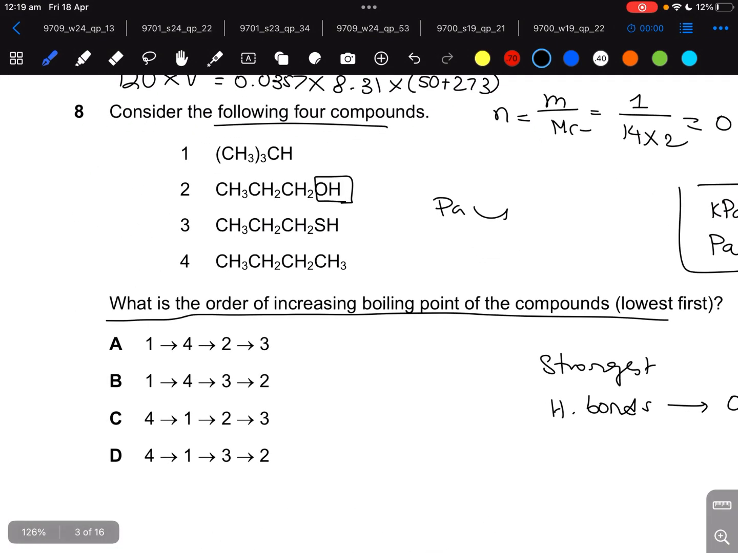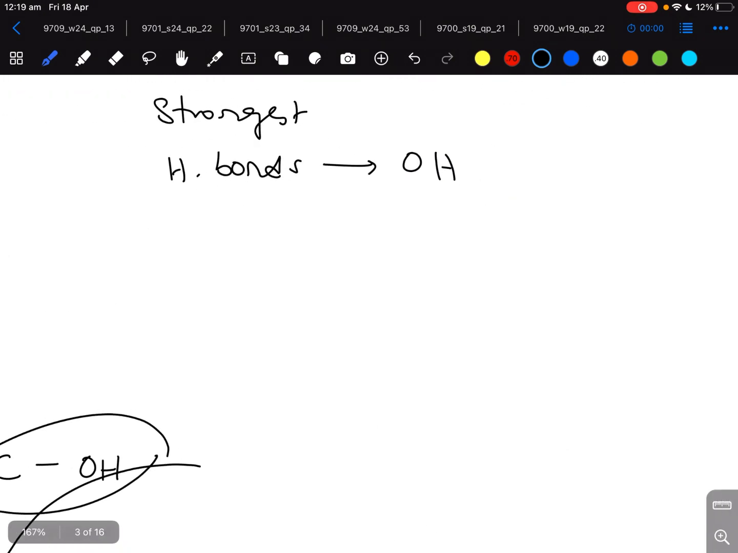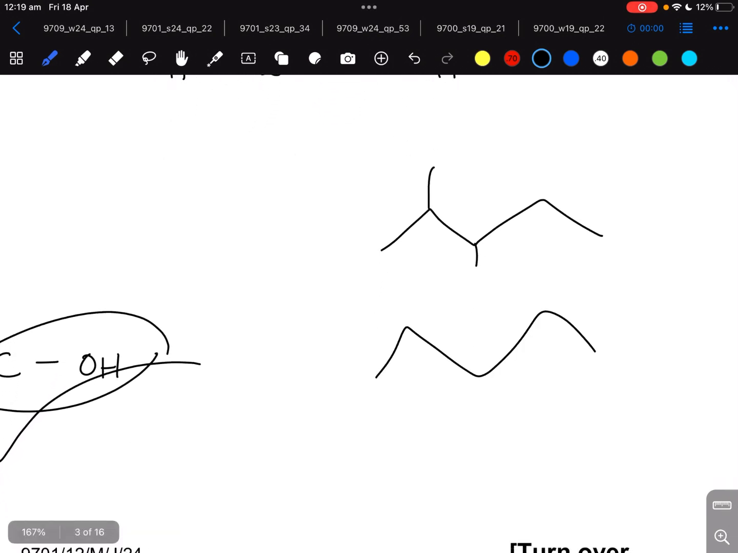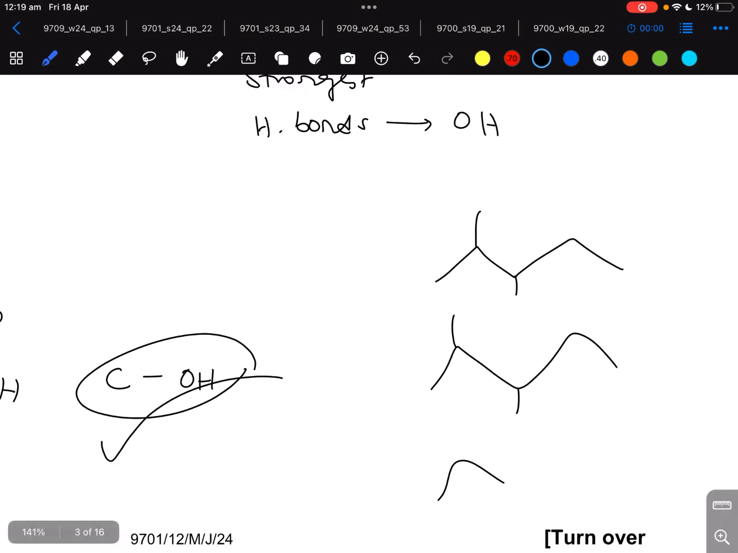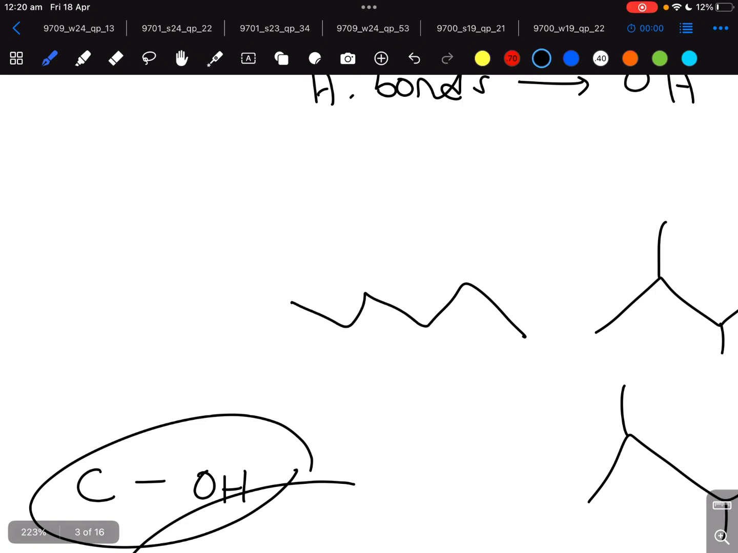So 2 is going to have the highest, so it goes from lowest to highest. So 2 is going to be the highest, so the answer is going to be either B or D. Let's look at the weakest. The weakest is going to be any branching. Branching makes molecules pack less tightly together and form weaker bonds. So consider this example. You have these molecules very far apart due to their branching, but if you have them straight instead, they pack very close together and stronger.